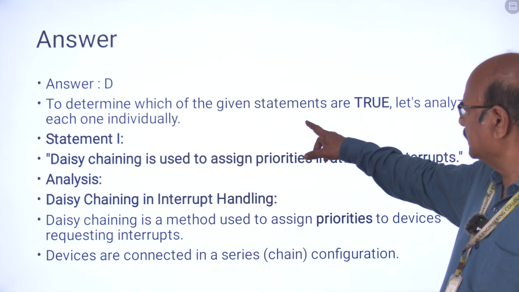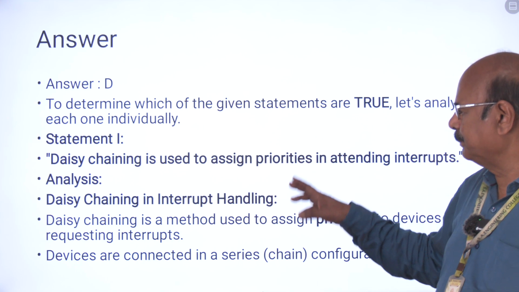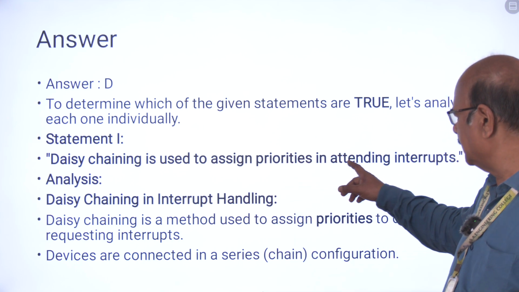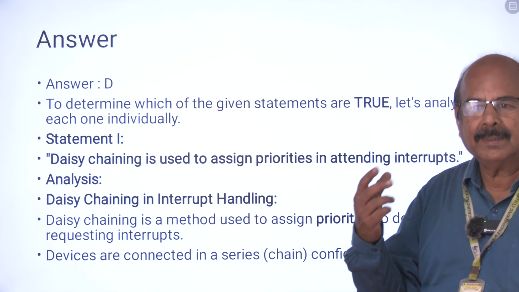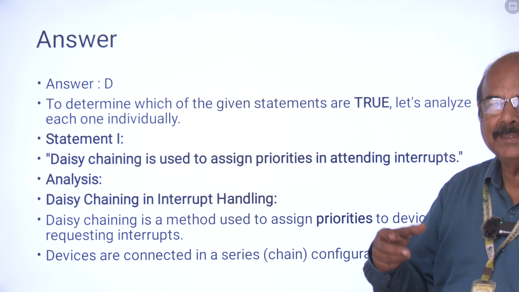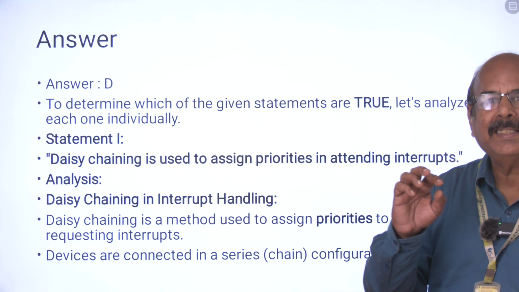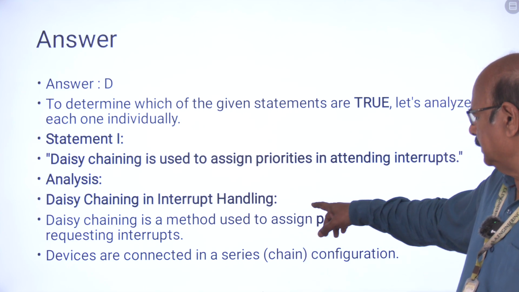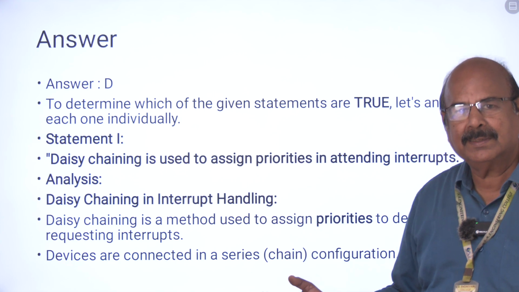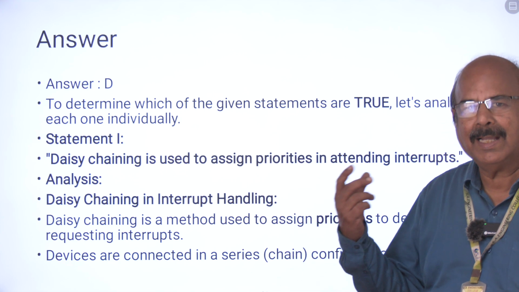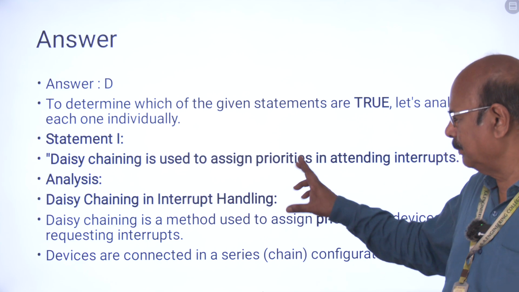To determine which of the given statements are true, let's analyze each one individually. Statement 1: daisy chaining is used to assign priorities in attending interrupts. Whenever we want to attend interrupts, we use the daisy chain concept. Daisy chaining is a method used to assign priority to devices requesting it. Many devices will be there in the computer, and whenever they want attention, they send an interrupt. How to handle that is done by daisy chaining.